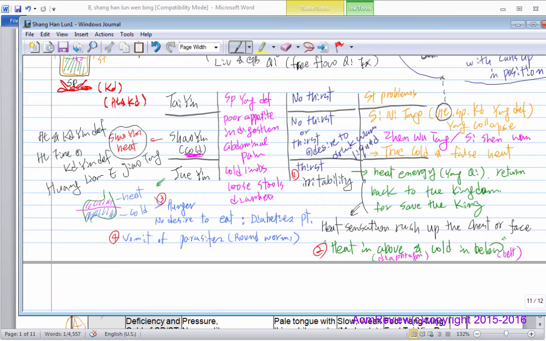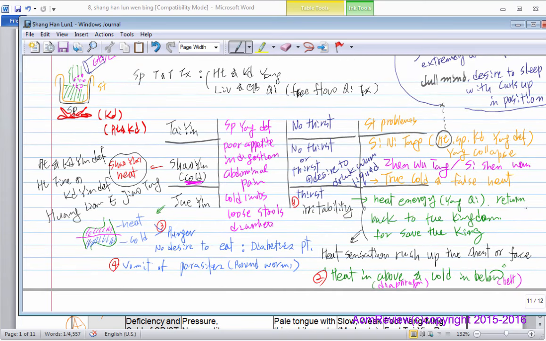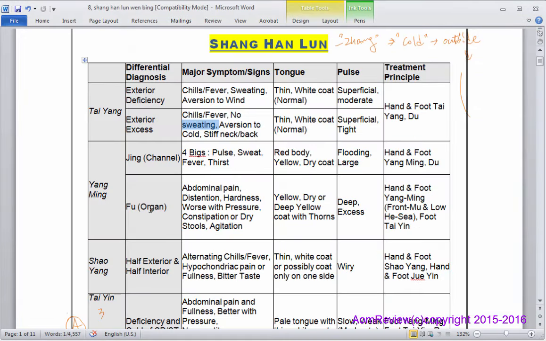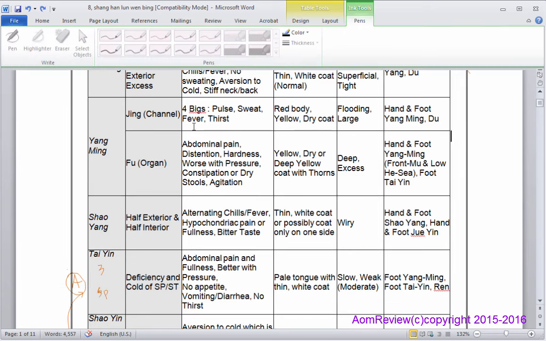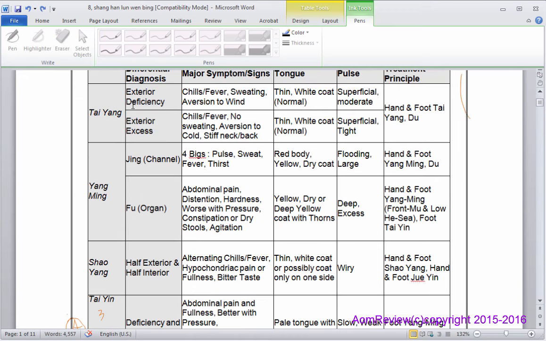So basically we covered most of the Shang Han Lun conditions with the six stages. Okay, please take a look one more time after this. The Yangming Fu condition is actually the Da Cheng Qi Tang condition. So Da Cheng Qi is Yangming Fu, or Yangming channel. And Taiyang channel only, right? Exterior excess and deficiency: deficiency usually has sweating, and excess has no sweat. That is the channel part, and the Da Cheng Qi Tang signs are constipation and hard stool, which indicate the Fu organ problem.